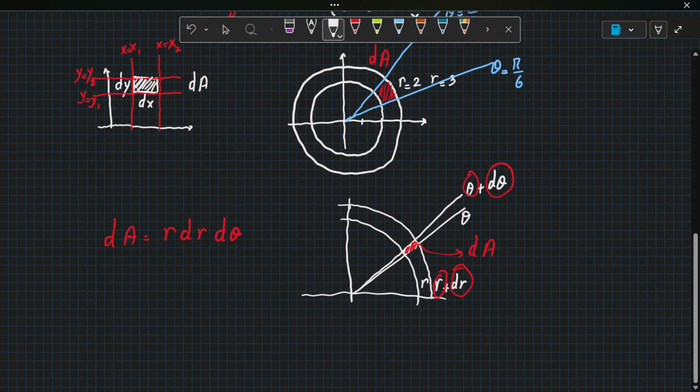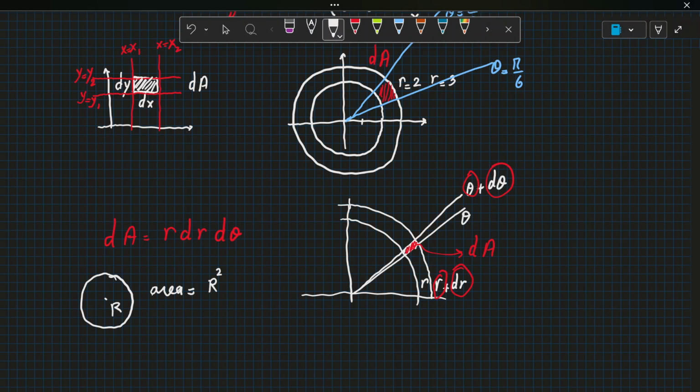So, what do you remember about the circle? If you have a circle of some radius r, what is the area of it? Area of the circle is of course pi r squared. Is that right? So area of a circle is pi r squared.